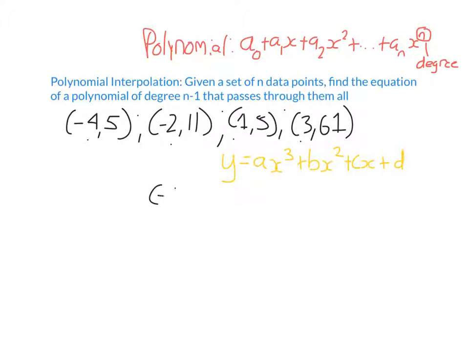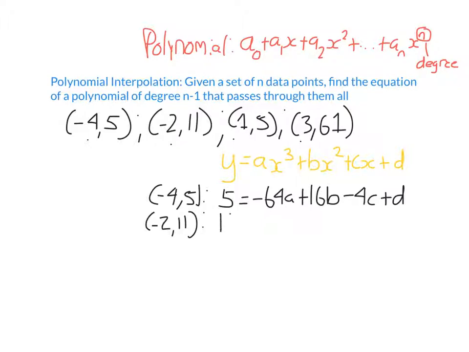If I substitute the point minus 4, 5, that means I change y to 5 and x to minus 4. So I get minus 64a plus 16b, substituting x for minus 4, minus 4c plus d. Let's do the same with the second point. I substitute this and I get y equals ax cubed, so x cubed will be minus 2 cubed, which is minus 8, plus 4b minus 2c plus d. That's another equation. So let's do the same for the other 2 points.